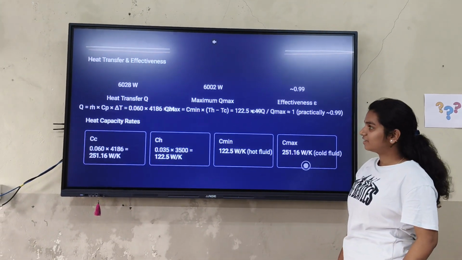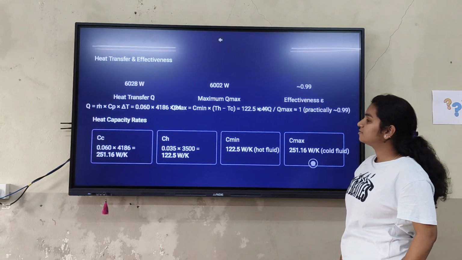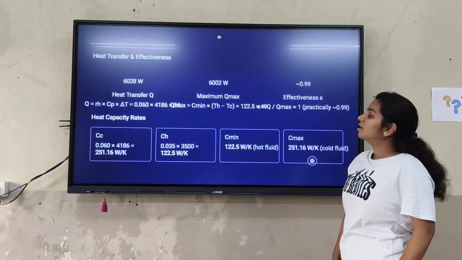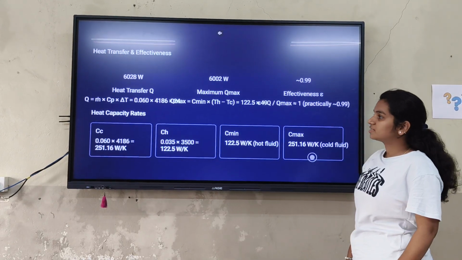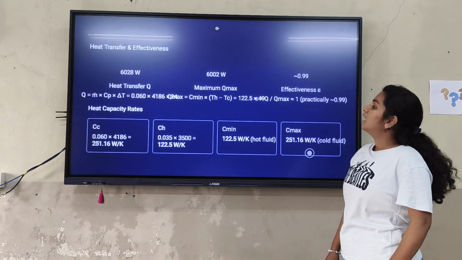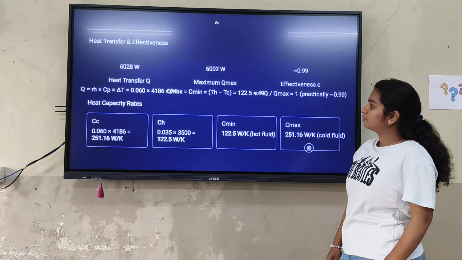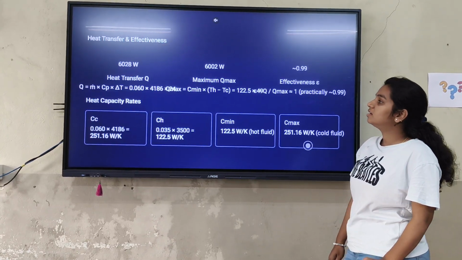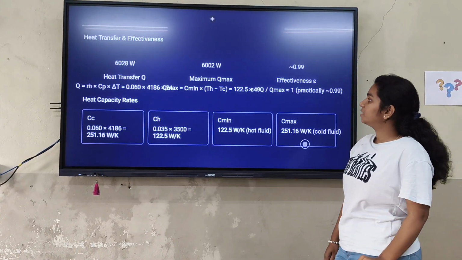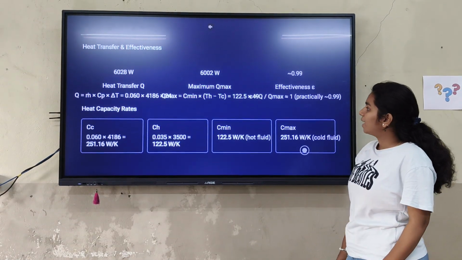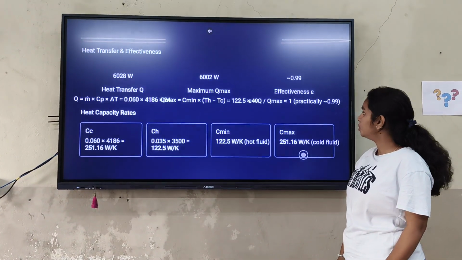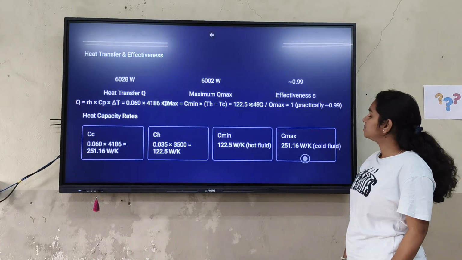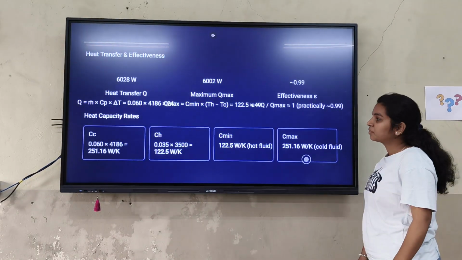Heat transfer and effectiveness. After calculating, the formula for heat transfer is Q equals m Cp delta T, and the value we got is 6028. The maximum, which is Q max, is 6002, and effectiveness is approximately 0.99.